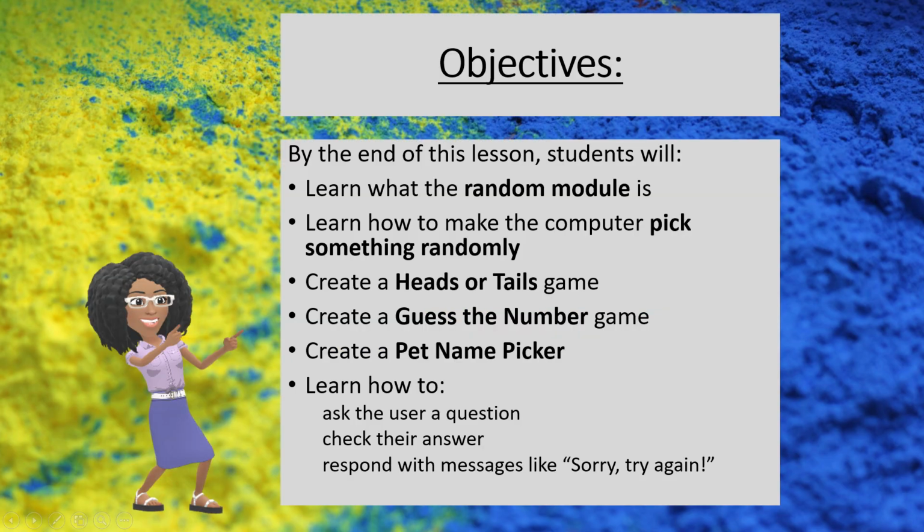Objectives. By the end of this lesson, students will learn what the random module is, learn how to make the computer pick something randomly, create a heads or tails game, create a guess the number game, create a pet name picker, and learn how to ask the user a question, check the answer, and respond with messages.